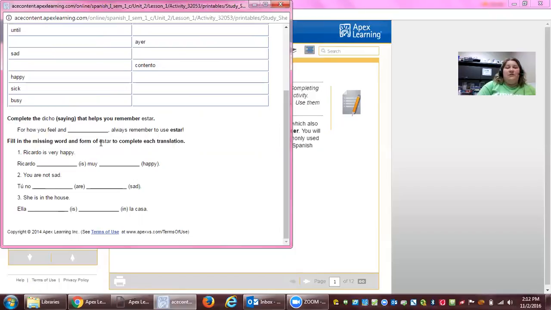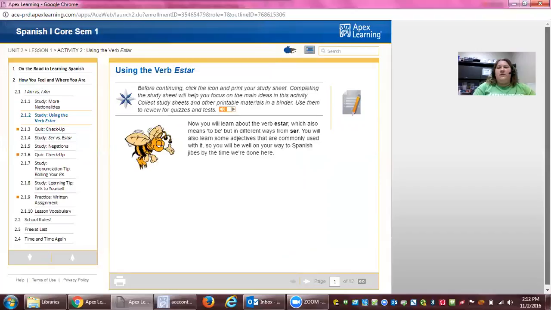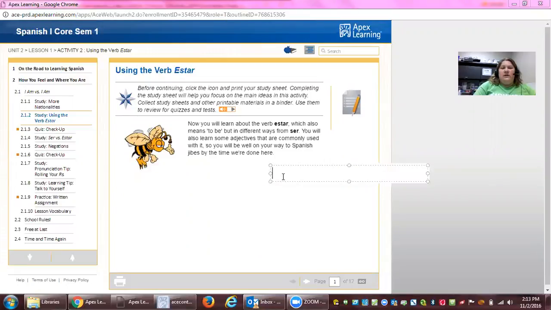For how you feel and where you are, always remember to use Estar. Okay, and now we have this thing called a conjugation. And I'm not sure if you've ever heard of a conjugation before, but in English we have it quite often, but we don't realize that we're doing it. In Spanish, a conjugation is based on the subject.